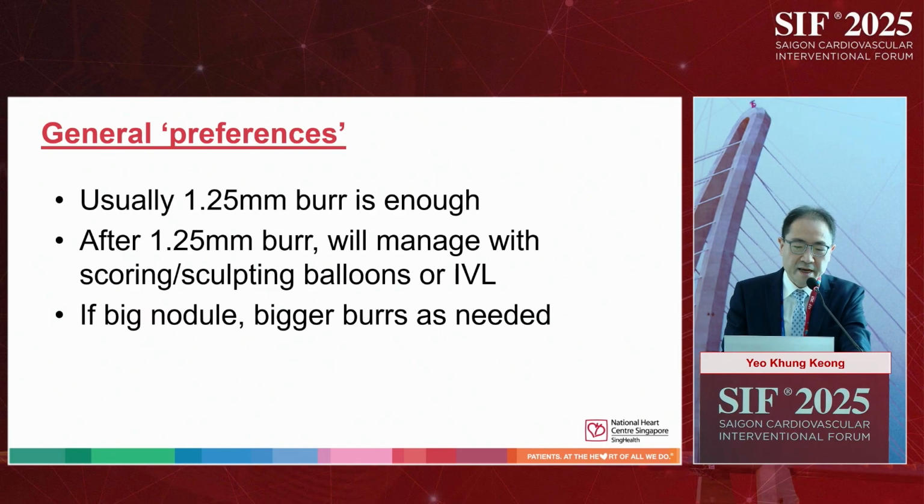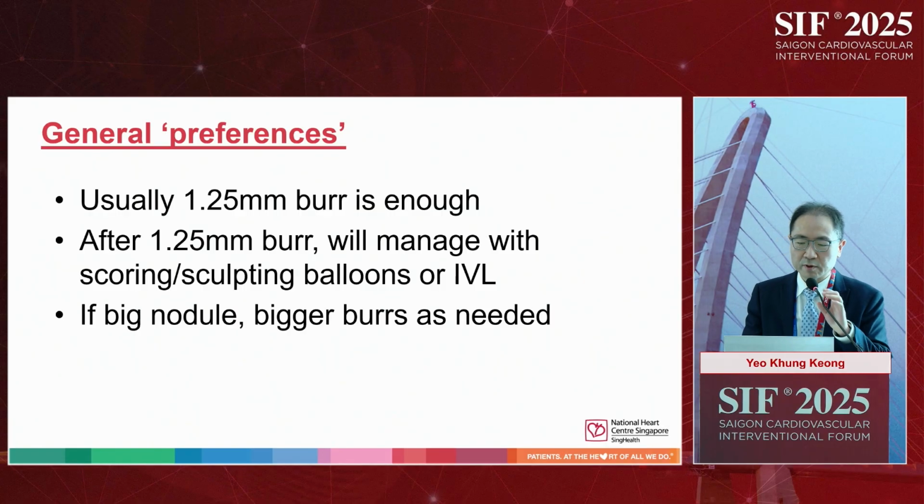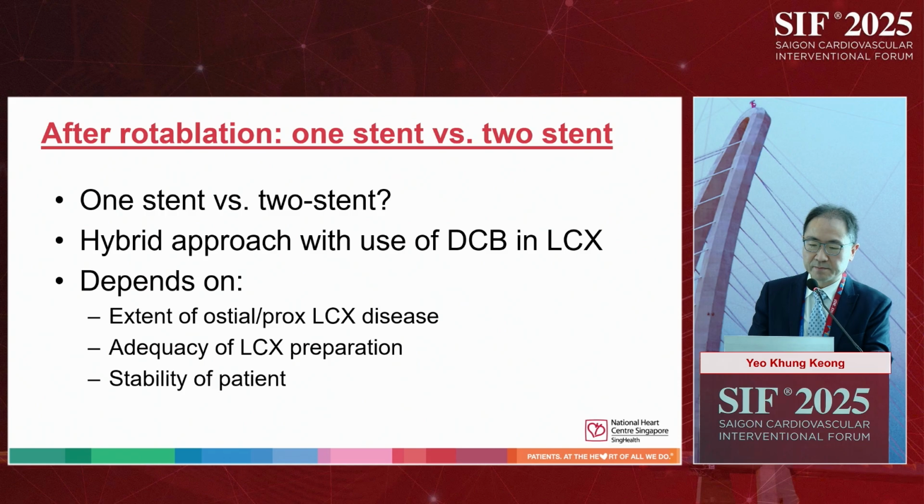These are preferences again. Usually a 1.25 burr is enough. Sometimes you need a bigger one, but I tend to use this in combination with IVL therapy or some form of scoring or sculpting balloons. But obviously, if there is a big nodule, bigger burrs are needed.